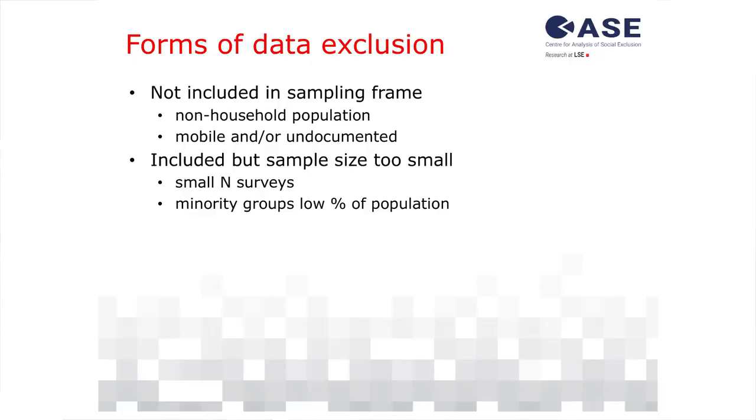A second form of data exclusion is where they are in the sampling frame, but the sample size is simply too small to pick up a sufficient number of cases for us to analyse them separately. Many surveys are not really powered to enable us to do disaggregated analysis on some of the small and particularly vulnerable subgroups who we might be particularly interested in. That becomes even more acute in the context of devolution, where we might want to look separately at England, Scotland, Wales and Northern Ireland, for example, in the UK context.